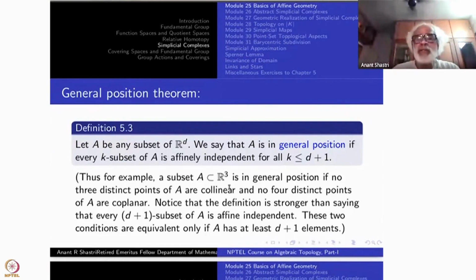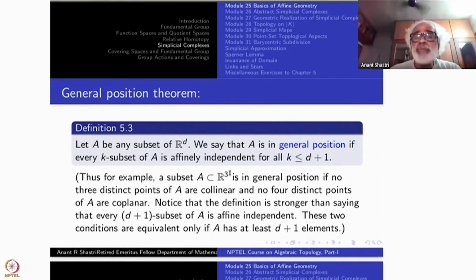Starting with 3, there may be 3 points that are collinear. That should not happen, because K is less than or equal to D plus 1 here. Therefore, every K being affinely independent means they should not be collinear. Similarly, if you take any 4 points, they should not lie in the same plane. So this is the meaning of general position in R3.